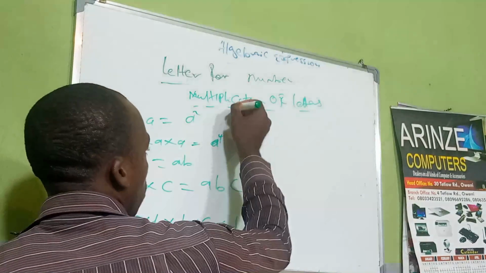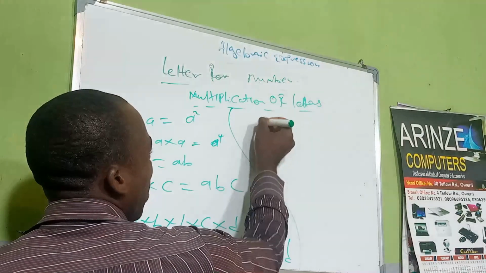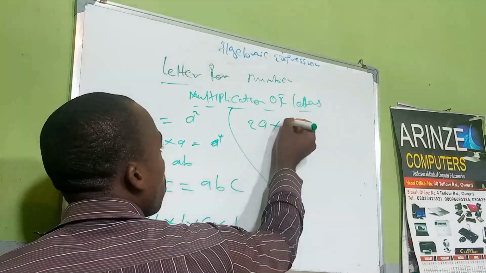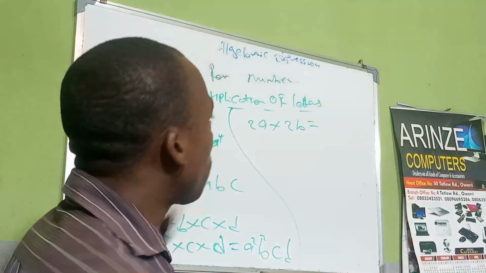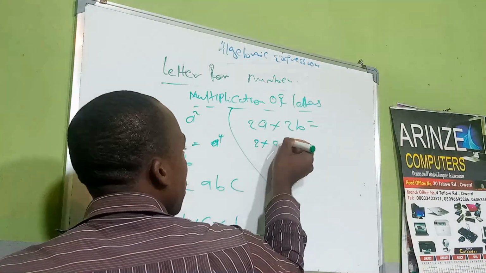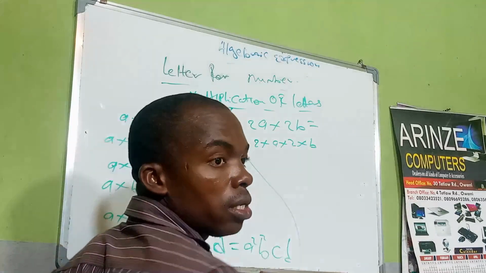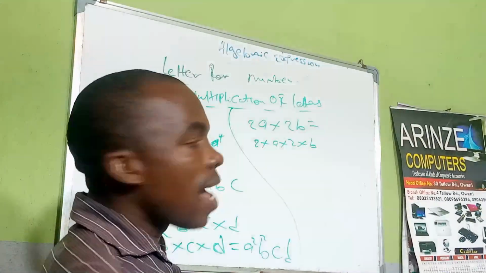Now, another example, if we have 2A times 2B, in this one, don't forget this is as simple as saying 2 times A times 2 times B. That's what it means. Do you understand? So we can rearrange.